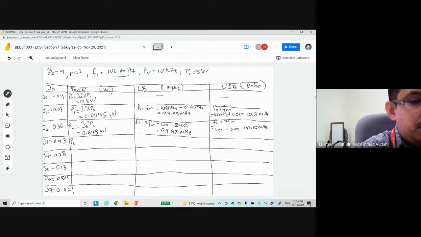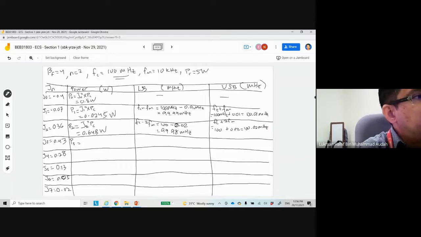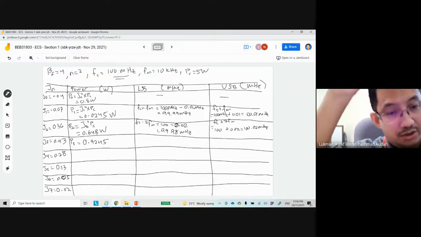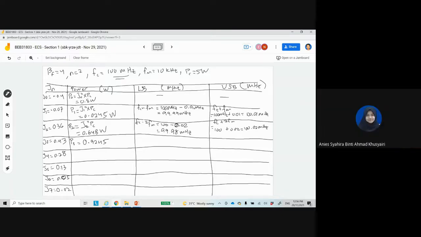P3 is equal to, ni saya terus buat lah. Sepatutnya you kena buat jalan kerja, tapi sebab untuk cepat saya akan fast forward, saya akan laju sikit. P3 is equal to, saya terus masukkan 0.9245. Kalau exam tak buat jalan kerja tak boleh ke? Ke kena buat juga waktu exam?